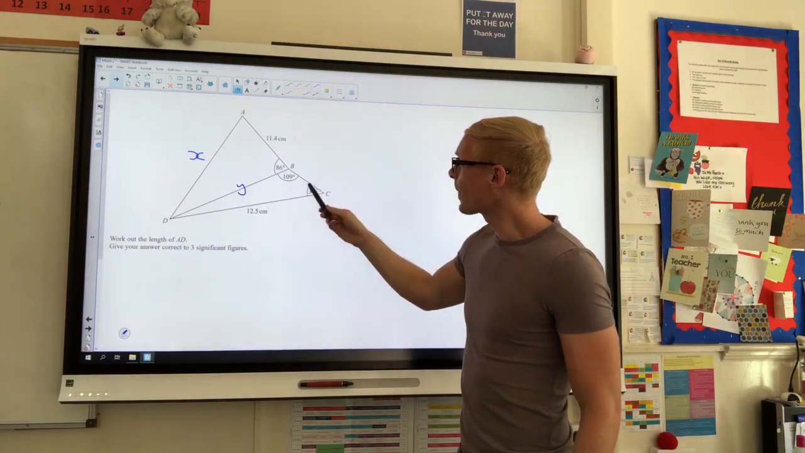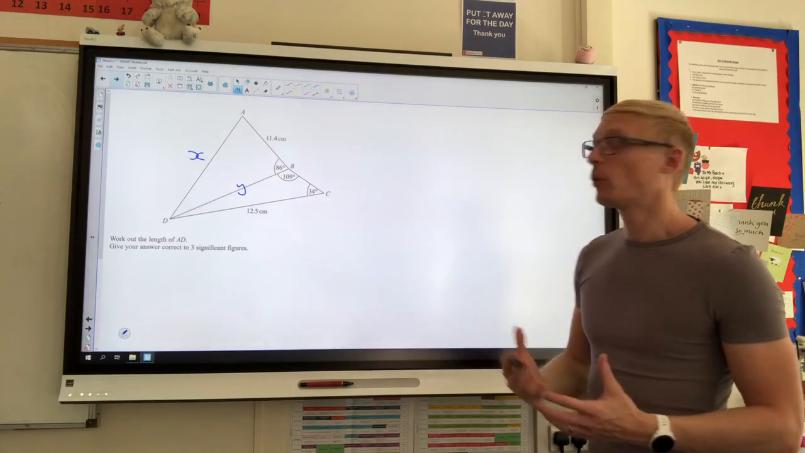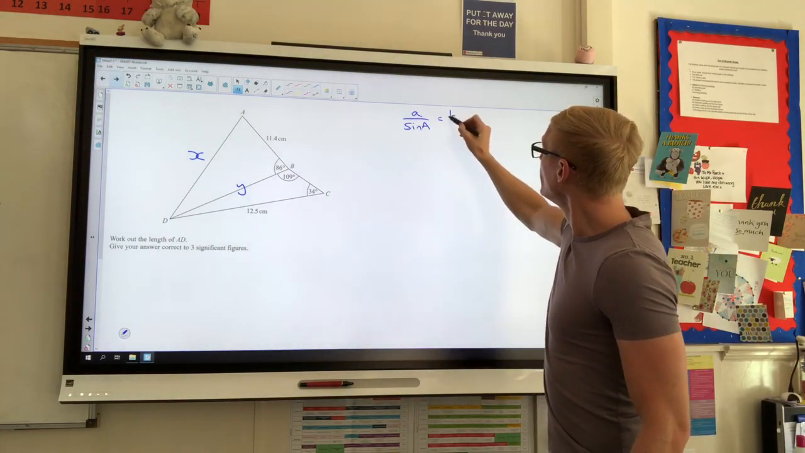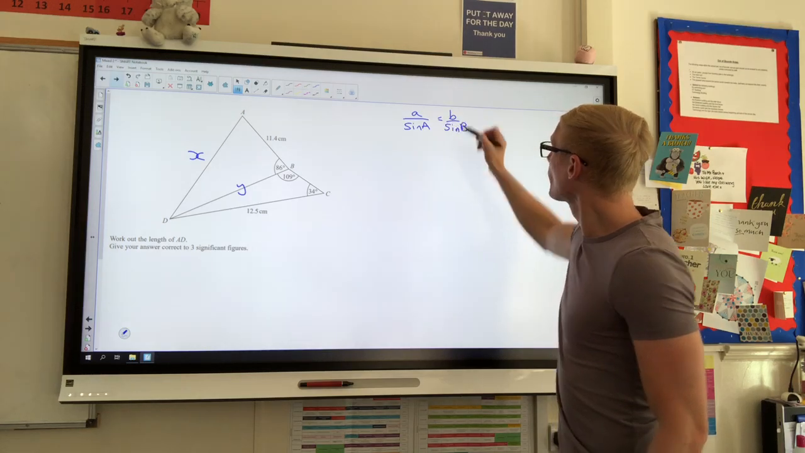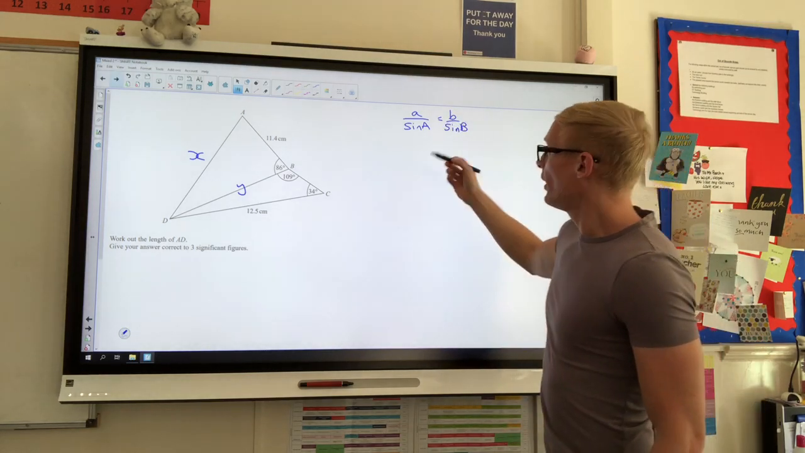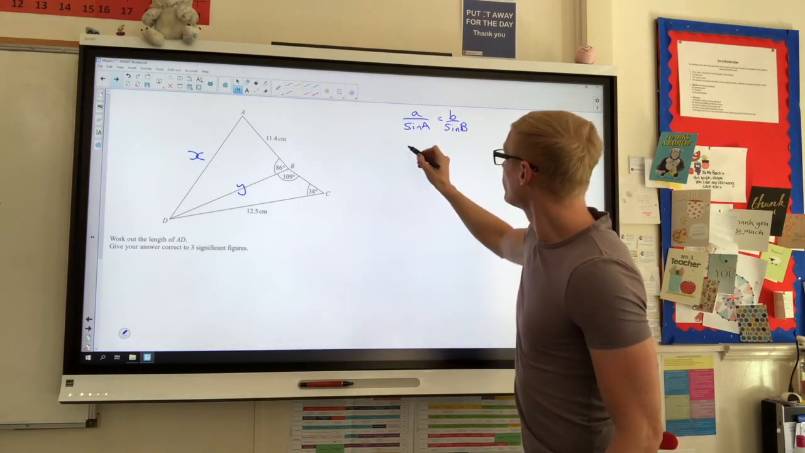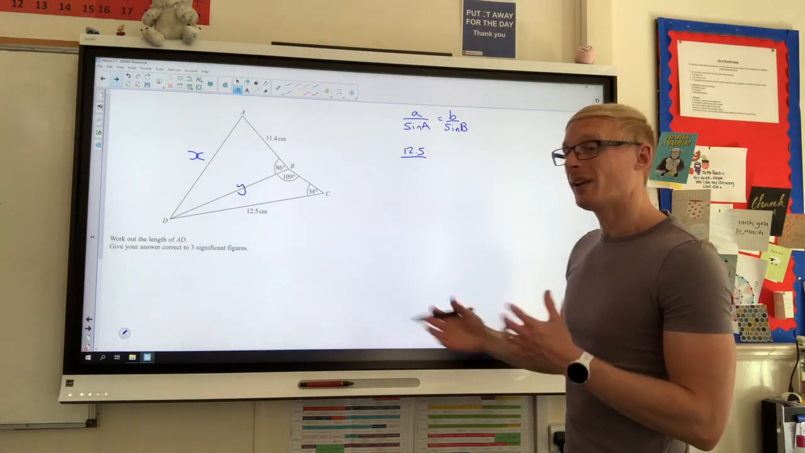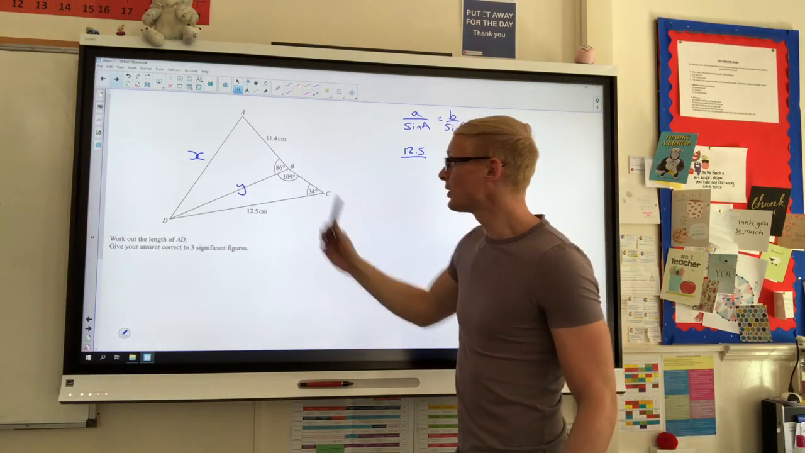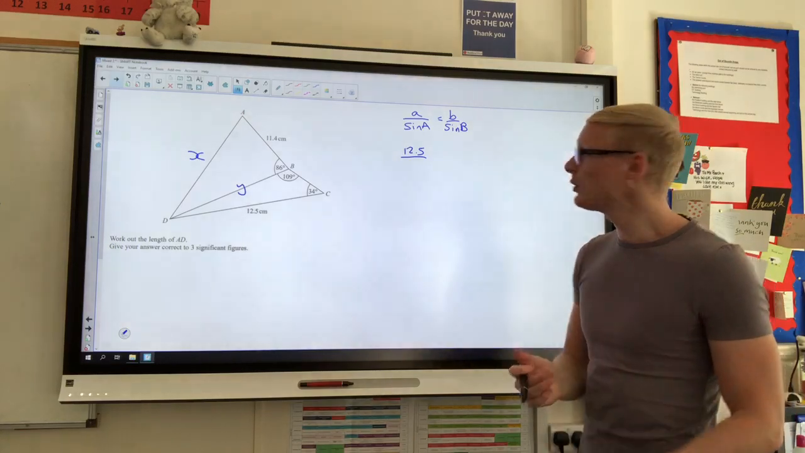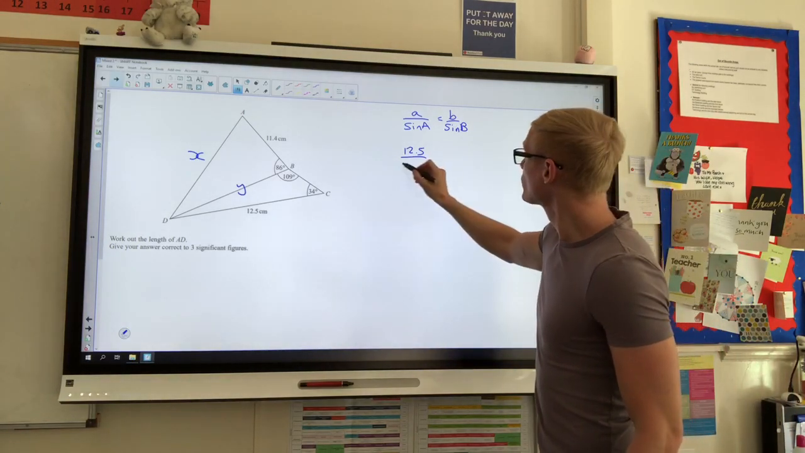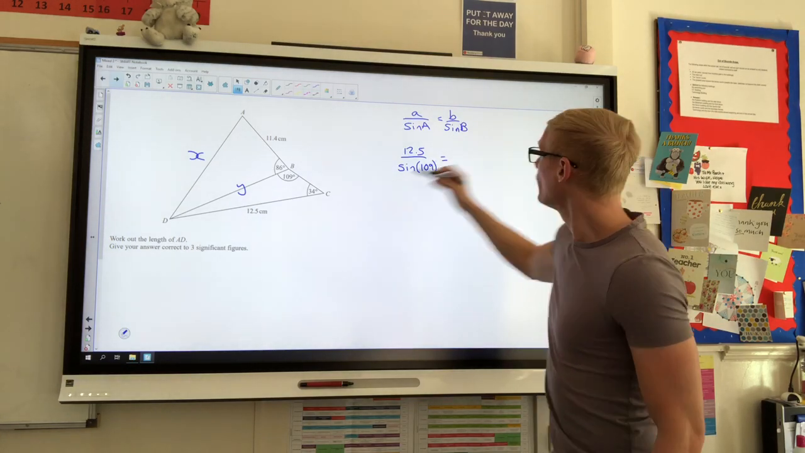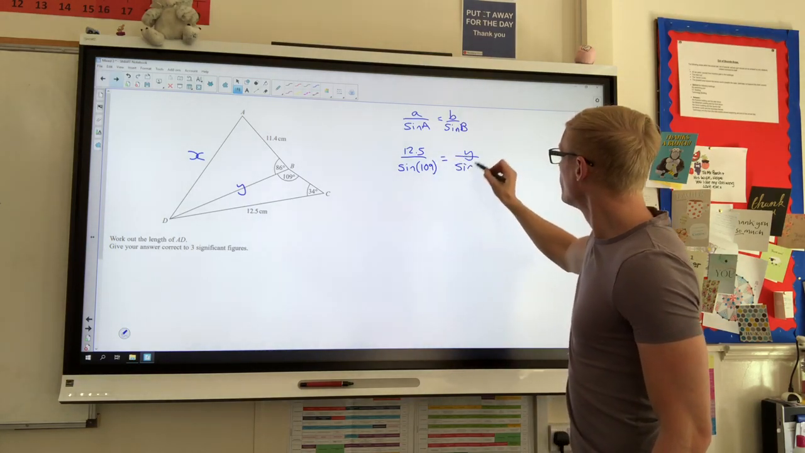Now when we look at this, we're looking to find a side, which means the side should be on the top of the formula. So I'm looking at a over sine A equals b over sine B. Now substitute in what you've got there and what you're looking to find. You would label the triangle and go through that process. I'm not going to label it now, but you would ignore these letters, and you would go A, B, C like we have done in previous videos. So 12.5 over sine 109 is equal to y over sine 34.